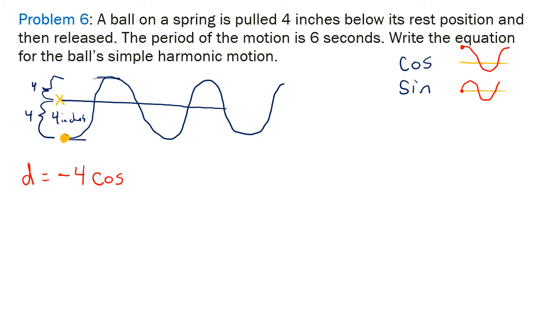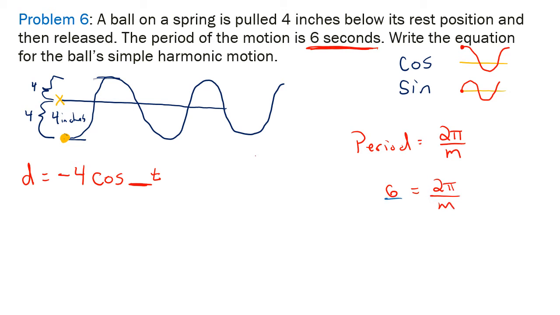Now it says the period of the motion is 6 seconds. So we need to figure out what's going in front of this t. What's going in front of that t? We're essentially finding our m. Well, we have a formula for that. Remember, the period is 2 pi over m. Well, they let us know our period is 6. So I'm going to replace the word period with the number 6. And I'm going to solve this for m.